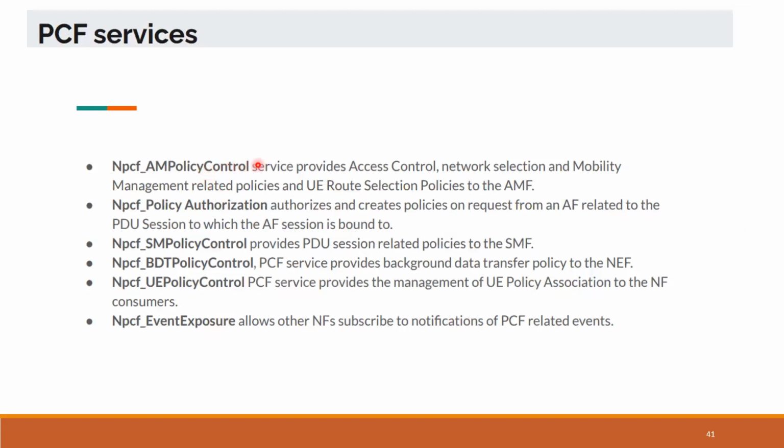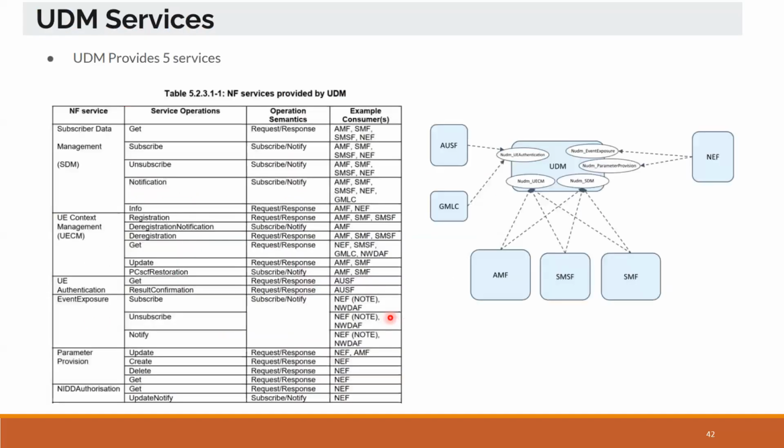The AM policy control is access control and network selection to the AMF, policy authorize and create of policies which are requested from AM related to PDU session, SM control policy for SMF. The BDT basically provides a background data transfer policy to NEF. So NEF may ask for a background data transfer. That policy can be sent to the NEF by the PCF. The UE policy control is to be sent to the specific UE, and event exposure is obviously related to any events that are occurring in the network.